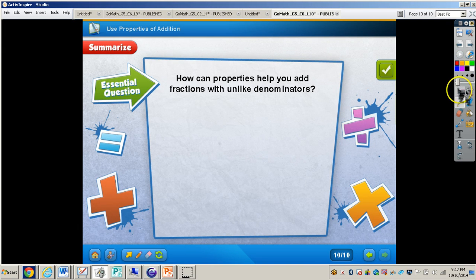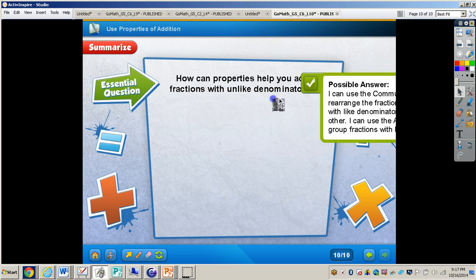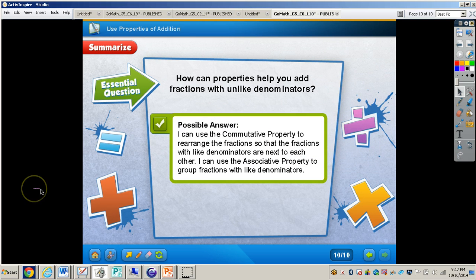Now wrapping up the video, how can properties help you add fractions with unlike denominators? You can see the answer to that essential question. And this concludes the video on using properties of addition when adding fractions with unlike denominators.